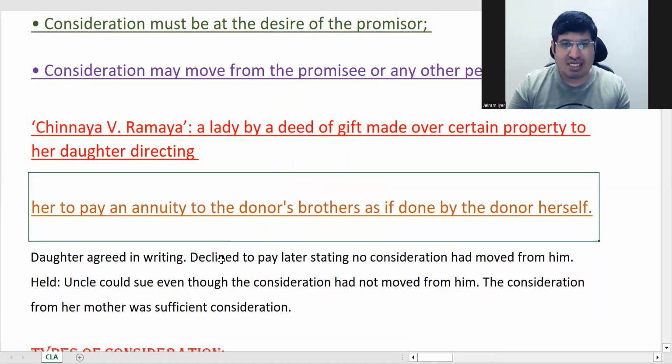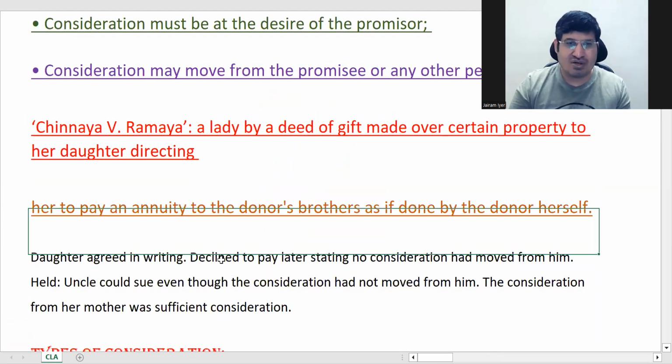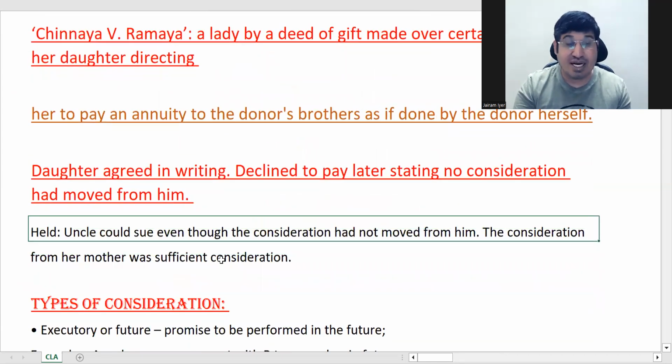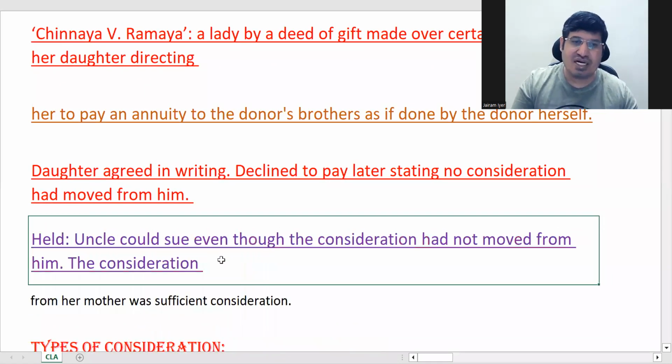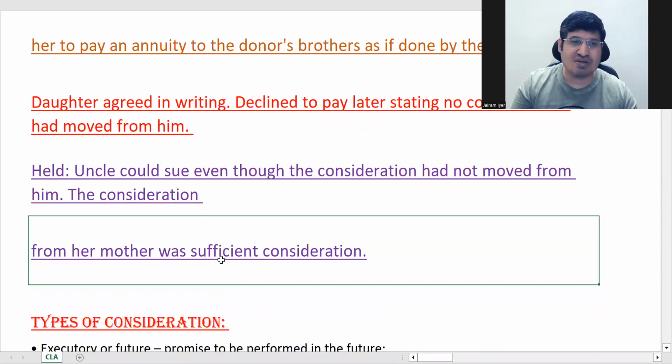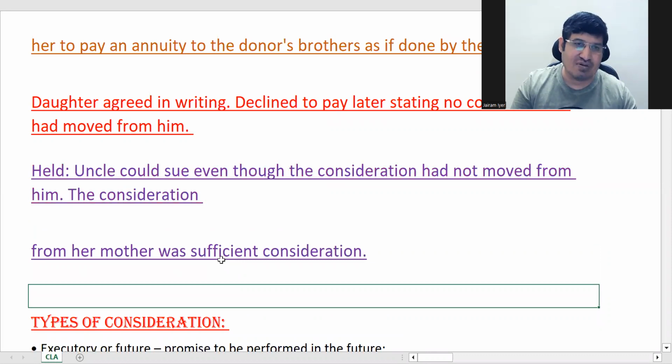So she had to pay the annuity to the donor's brother. Daughter agreed in writing but declined to pay in the future. Held, uncle could sue. The consideration from the mother was sufficient consideration.